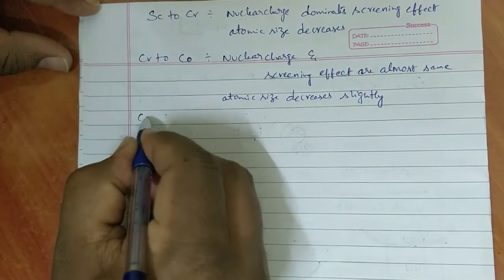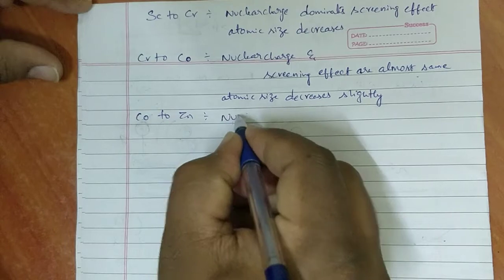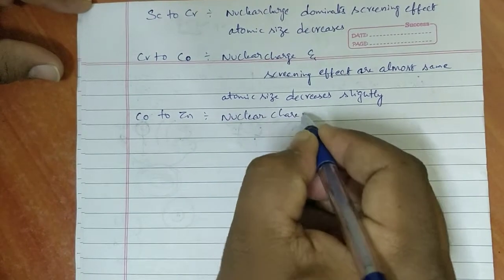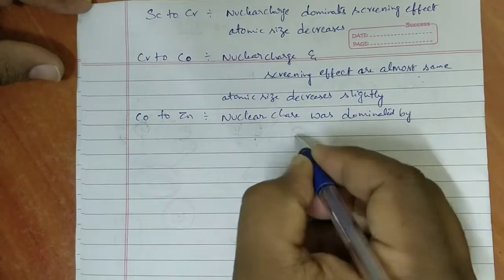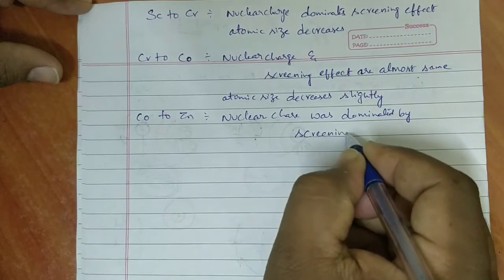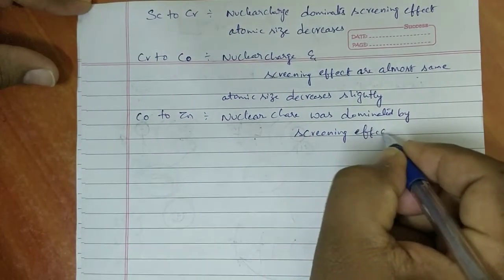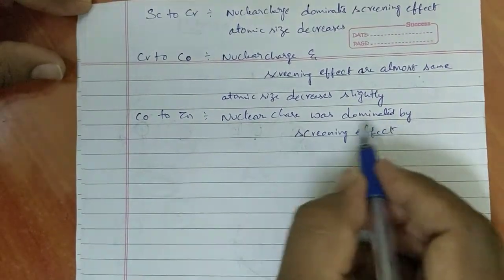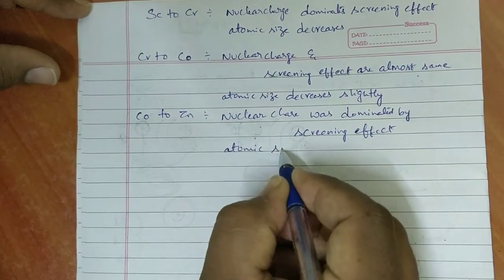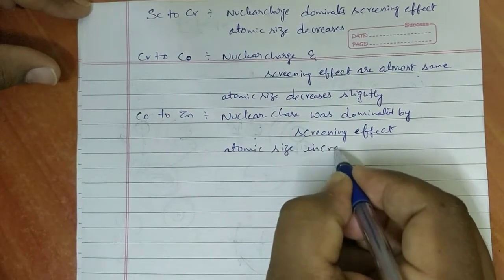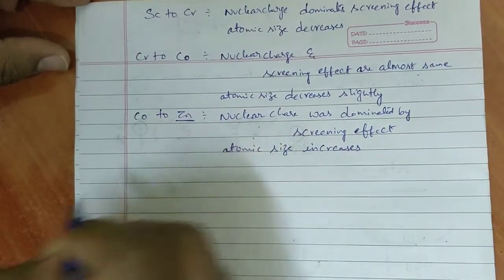Now cobalt to zinc, nuclear charge was dominated by screening effect or shielding effect. Both are the same only. Nuclear charge was dominated by screening effect. Then what will happen? Atomic size increases. That's why from cobalt to zinc, what will happen?